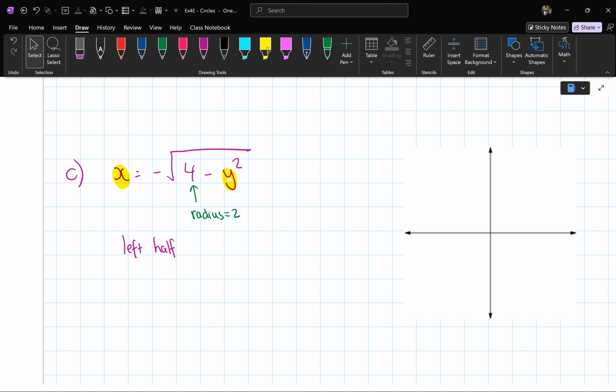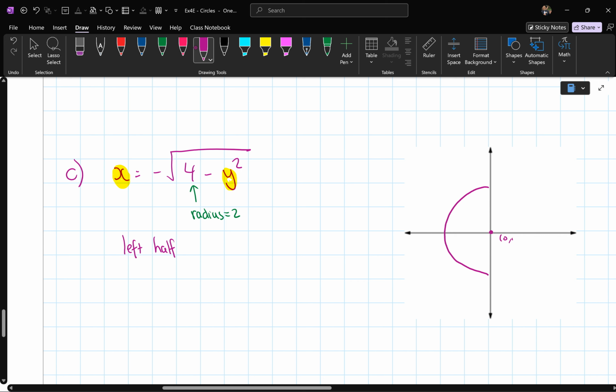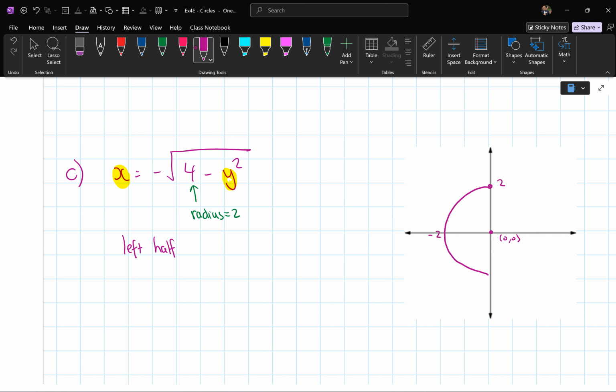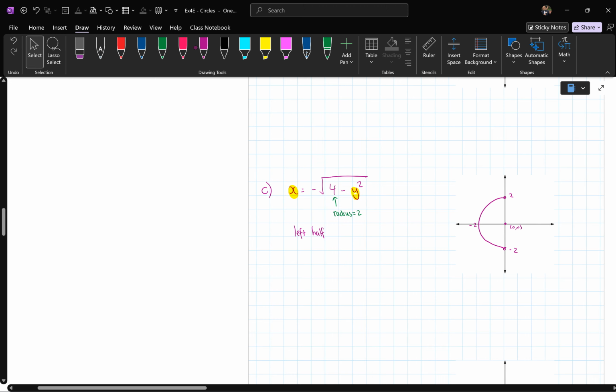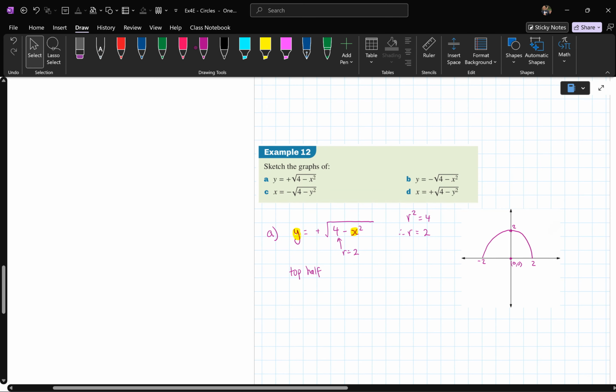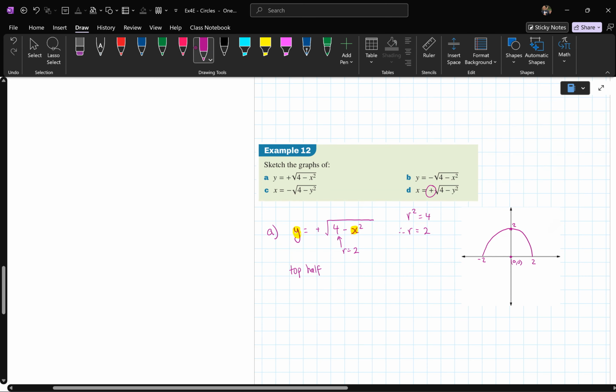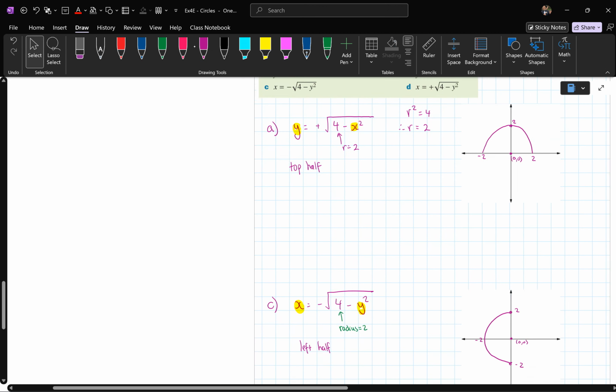And so what does that tell me? Left half, if I were to sketch it, left half, center still at 0, 0, and radius of 2. So that means that's 2, that's negative 2, and here is negative 2. There you go. By this point, you can probably do the third one. This is obviously the right half because it's a positive and it starts off with the x. Right half and center.